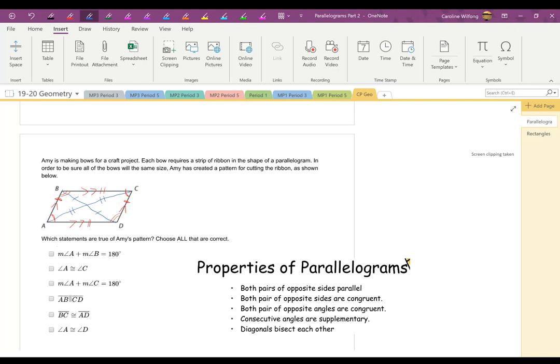So the measure of angle A plus the measure of angle B equals 180 degrees. Well, let's see. Angle A, let me highlight it. Angle A and angle B are consecutive interior angles. And what do we know about the consecutive interior angles in a parallelogram? We know that that makes them supplementary, so this would be true. So we're going to check that off.